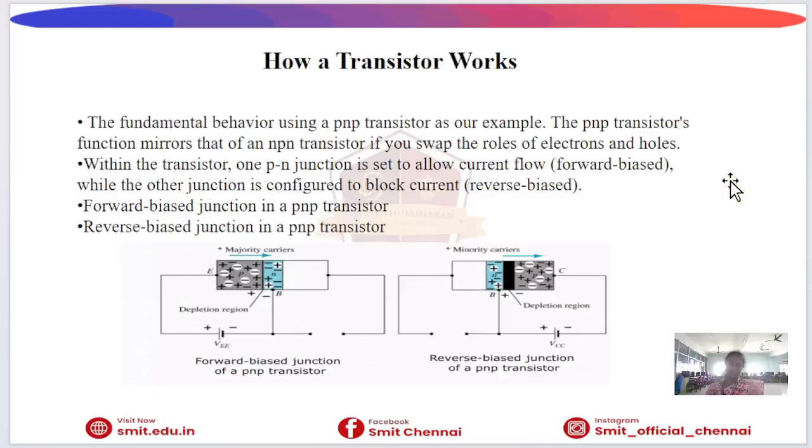Next, how a transistor works, the working principle of a transistor. To understand the operation, consider a PNP transistor. The same principle applies to the NPN transistor also, with the opposite carrier movement. So the condition is one junction is forward biased, the other junction is reverse biased. So this allows the transistor action.